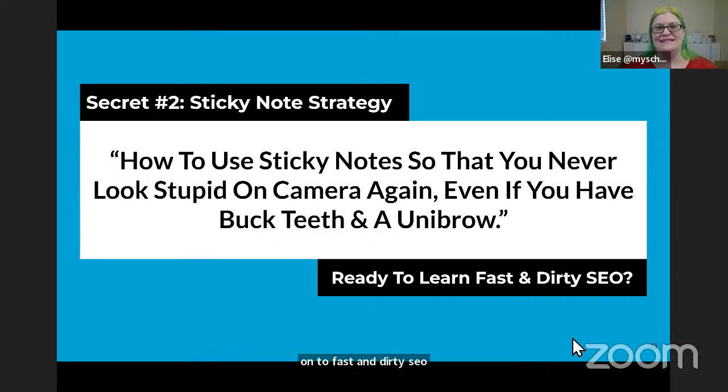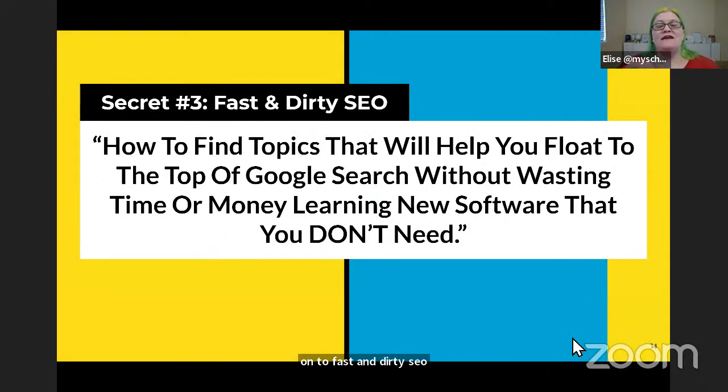All right, so secret number 3 is fast and dirty SEO, and this is how to find topics that will help you float to the top of Google search without wasting time or money learning new software that you don't need. Now, how many of you have heard that you need some $100 a month fancy software to do SEO research? Maybe SEMrush or Moz or others. Well, I'm here to tell you that you don't.